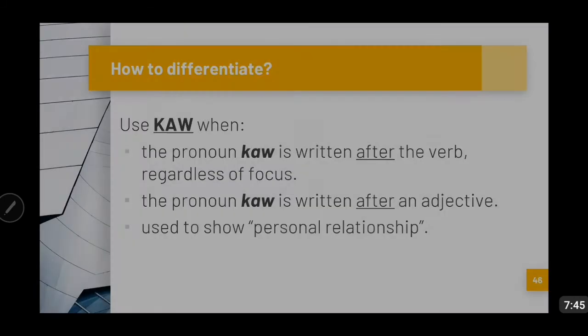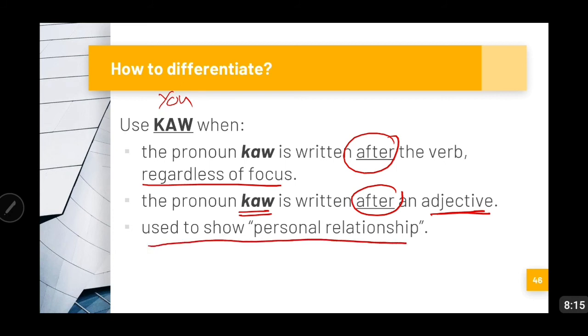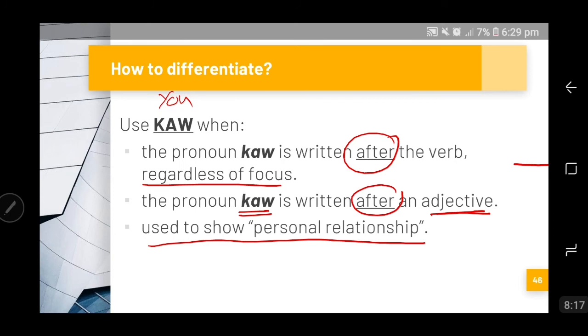Now let's see how the kaw form is used. We use kaw, and it still means the same thing. You use kaw when the pronoun kaw is written after the verb, regardless of the focus. Also, we use the pronoun kaw if it is written after an adjective, or if it shows interpersonal relationship. I'll have an example later on.